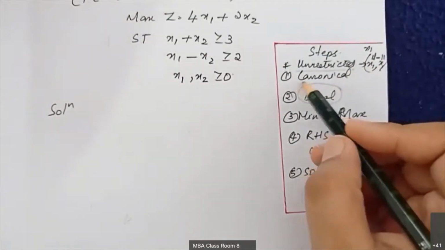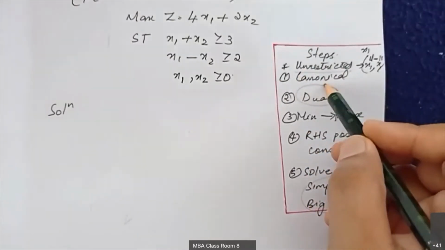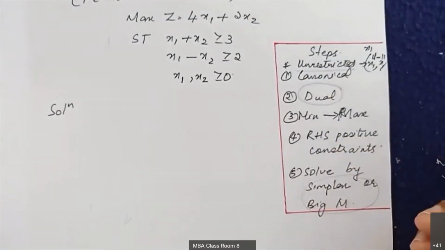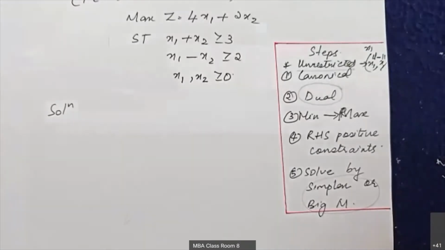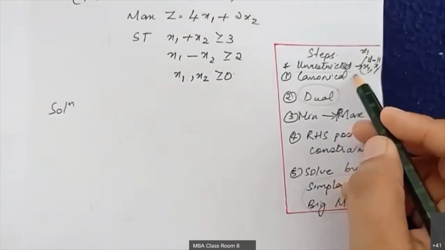Then you have to convert it into the canonical form. Canonical form means if it is a maximization problem, all the constraints should be of less than or equal to type. And if the LPP is of minimization type, then all the constraints should be of greater than or equal to type. Converting it into that type is called canonical form.